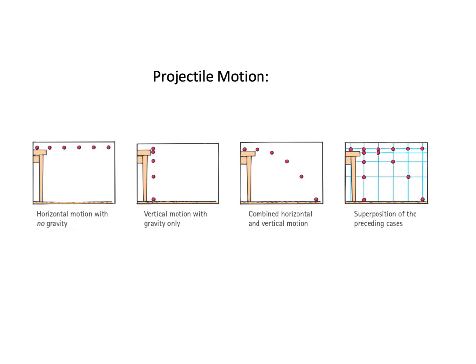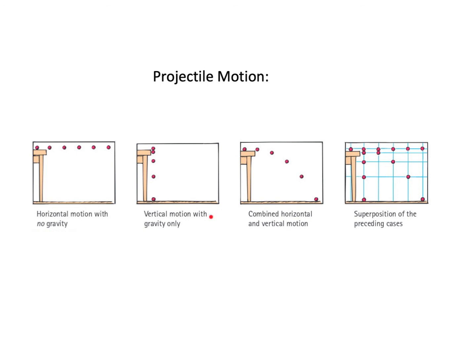And here we can see how these two motions work together. In the first picture, we have horizontal motion with no gravity. If I could turn gravity off and give it a kick sideways, it would move in a straight line. That's what Newton's first law tells us. If you give it a sideways motion and there are no other forces, it's going to keep that sideways motion forever.